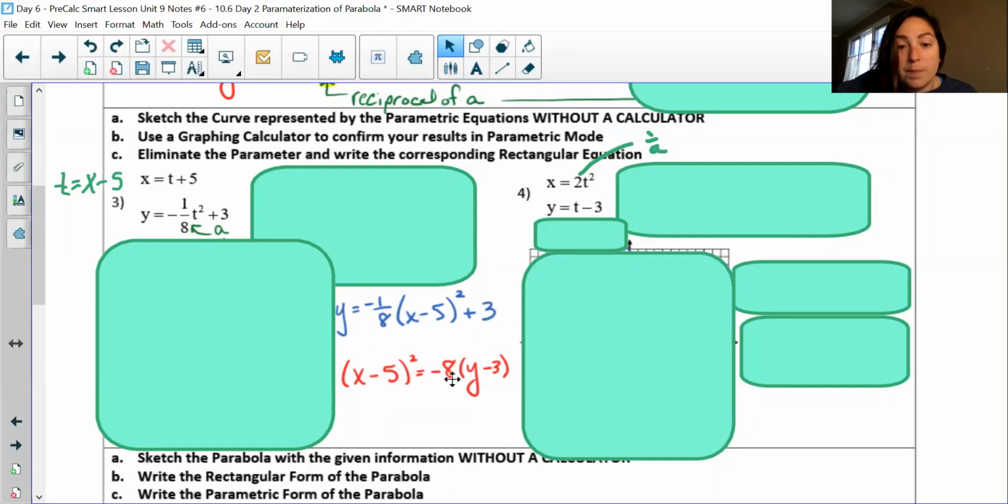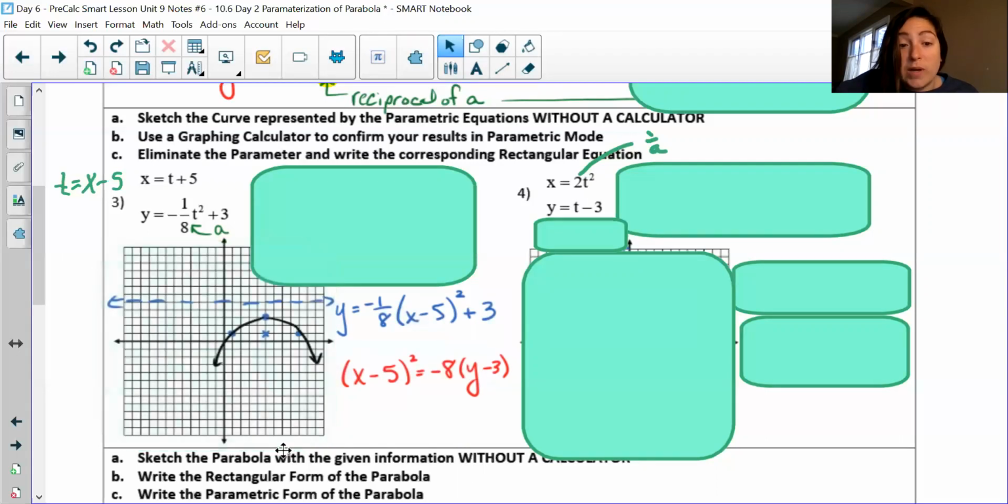Since x is squared, this is going to open up or down. Since our p-value is negative, it's going to open down. So we have a parabola opening down, and our p-value is going to be equal to 2, since -8 is equal to 4p. So we have our vertex at (5, 3), and our directrix is going to be 2 units above us, and our focus is going to be 2 units below, again because -8 is equal to 4p, so p is 2.